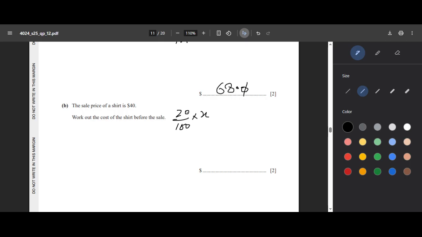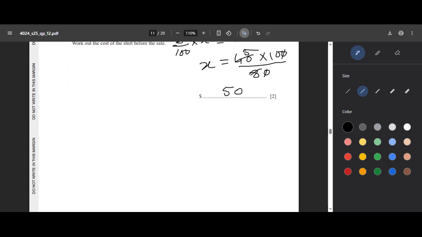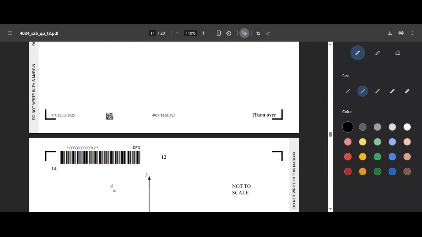Sorry, one before the sale, the sale price of a shirt is 40. So this means 80% of X is equal to 40. So x is equal to 40 multiplied by 100 over 80. 0 cancelled. 8 fives are 40, 5 tens are 50. $50. सेल से पहले उसकी प्राइस थी $50.